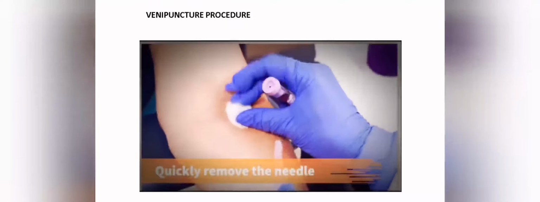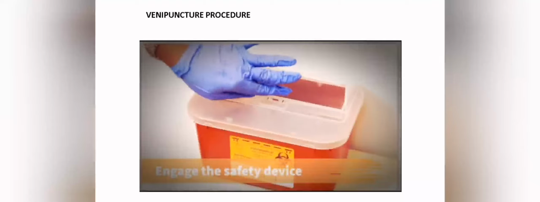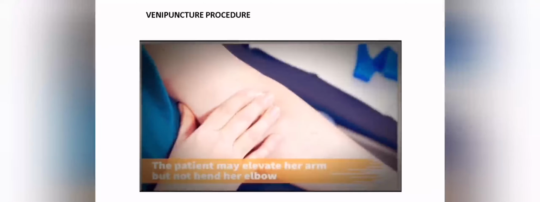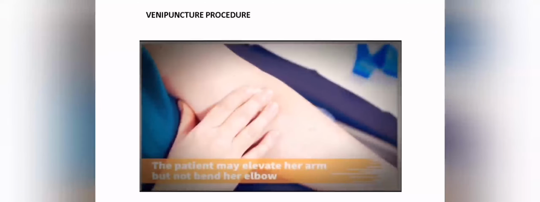Place the gauze or cotton ball over the puncture site. Quickly remove the needle and engage the safety device. Discard the entire needle and holder assembly in the hazardous sharps container. Apply pressure or instruct the patient to do so. The patient may elevate her arm but not bend her elbow yet.